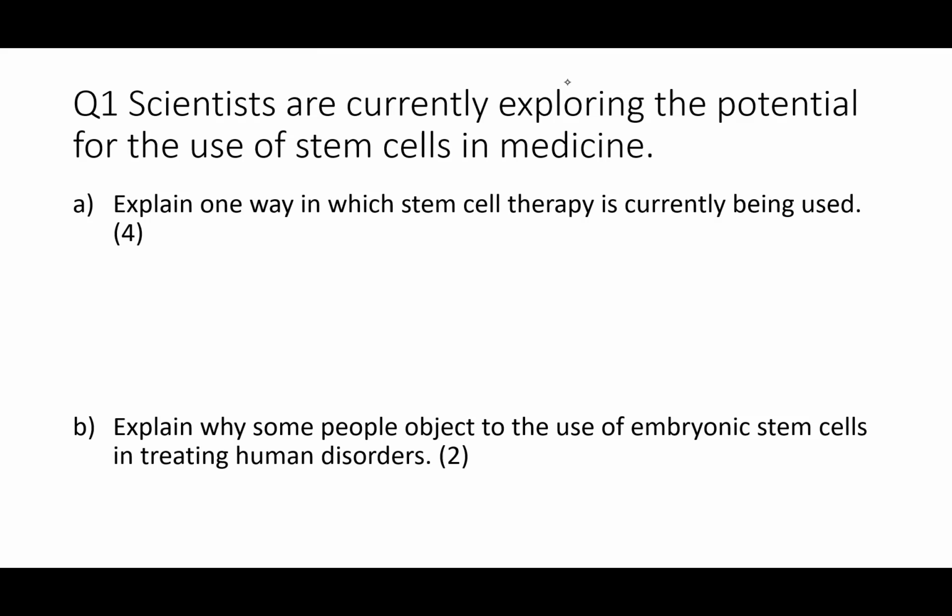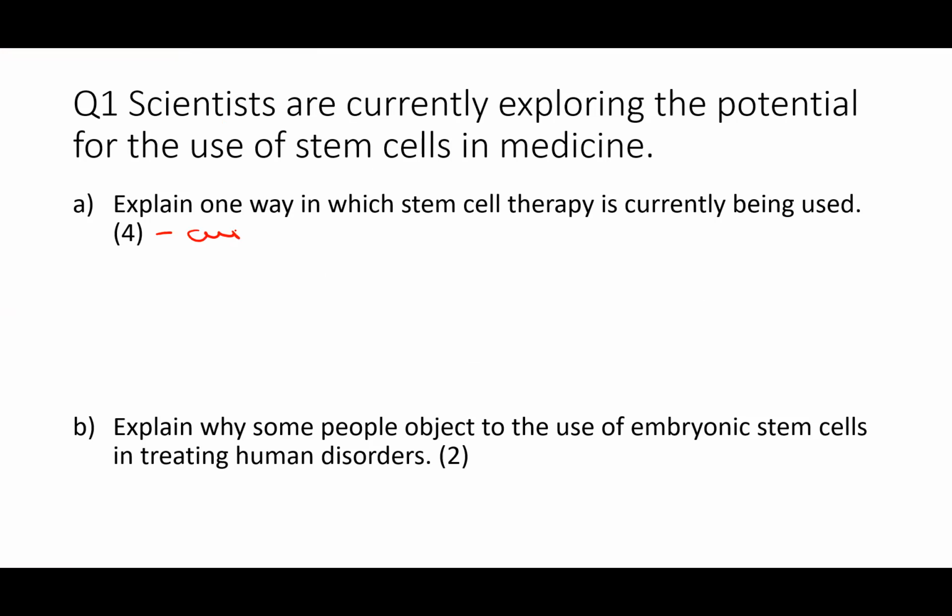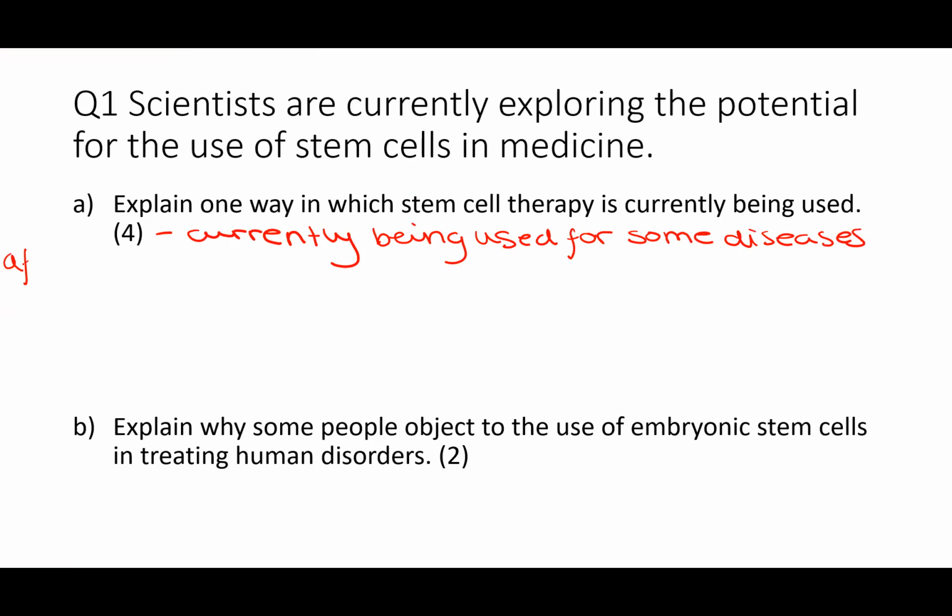So for your first mark, you could say stem cell therapies are currently being used for some diseases affecting the blood and immune system, because that will cover your bone marrow. That'll get you 1 mark because we've said one place that it's being used.